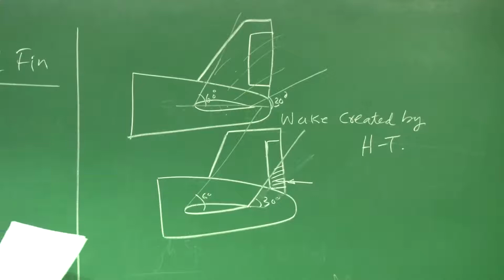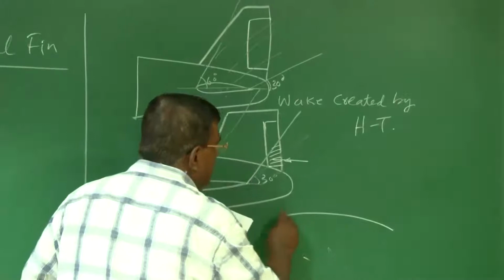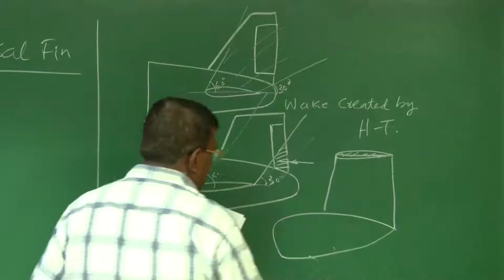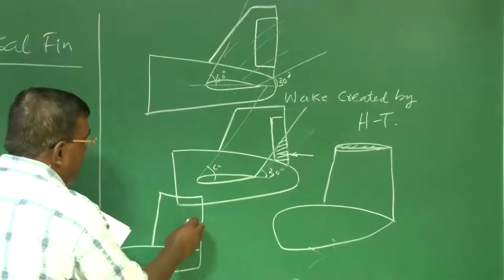And with this understanding, if I now see a T-tail, one is here, another could be a mid-T-tail. If this is the vertical tail and I put the T-tail here.